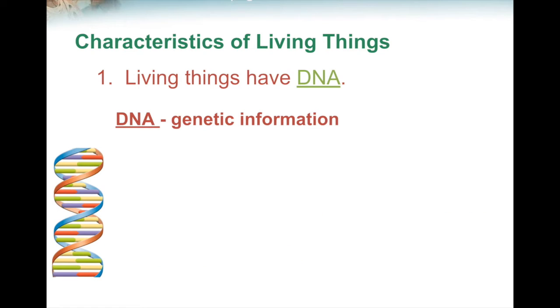So the first characteristic that we're going to take a look at is that all living things have DNA. And DNA is just molecules inside of organisms, so inside of you or plants or other animals and even bacteria, that give information about their traits. It gives information also about how the bodies of those organisms will work.